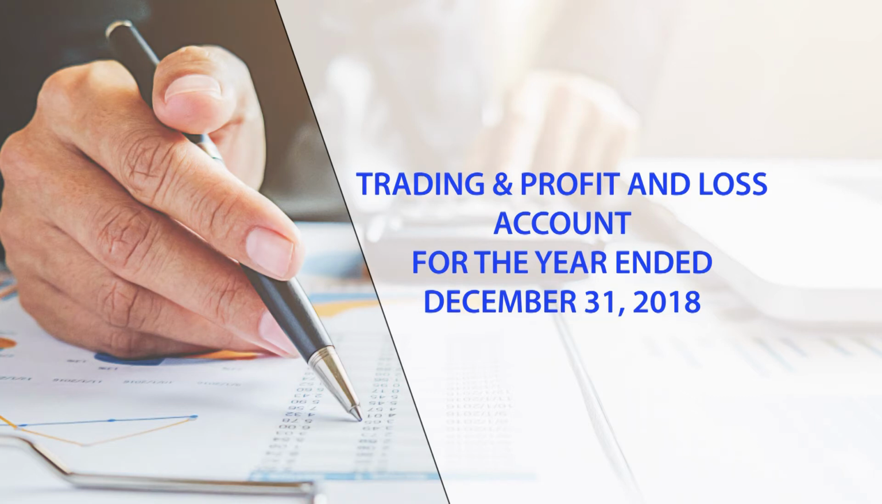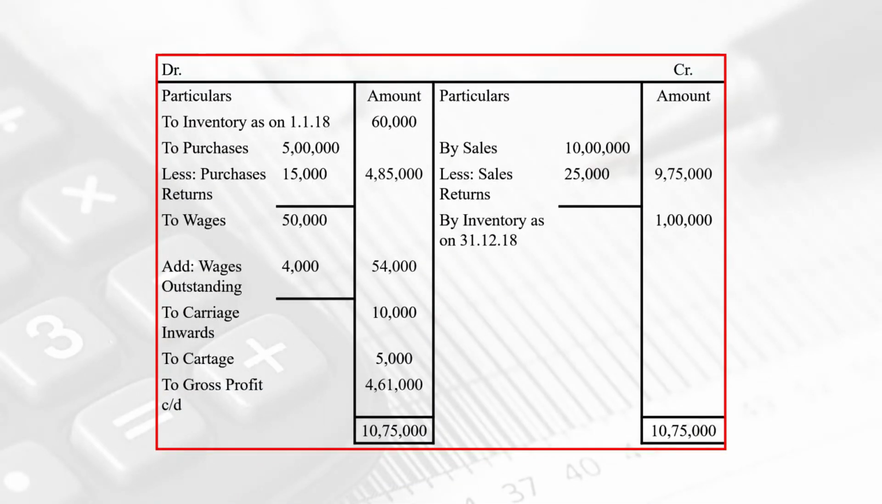So now we will prepare the trading and profit and loss account with the help of the information provided inside the trial balance and outside the trial balance. So here the first one is opening stock. We have been provided the amount of opening stock inside the trial balance, 60,000. It's fine enough. Then two purchases.